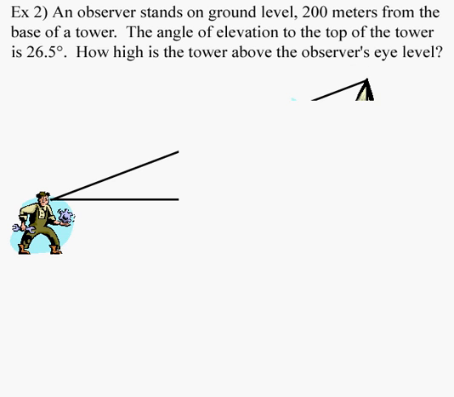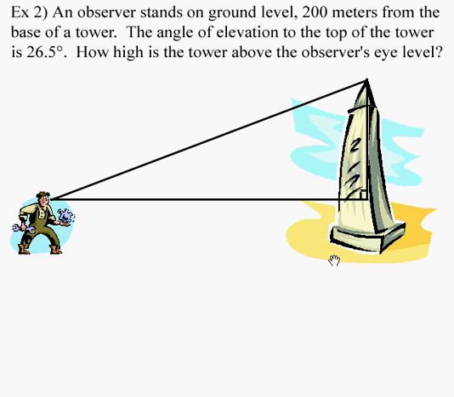And I'm trying to be more real life situation than most textbooks. So I've added a couple of words to this word problem that textbooks would not say. So here it is. An observer stands on level ground. They're 200 meters from the base of a tower. The angle of elevation to the top of the tower is 26.5 decimal degrees. How high is the tower above the observer's eye level?